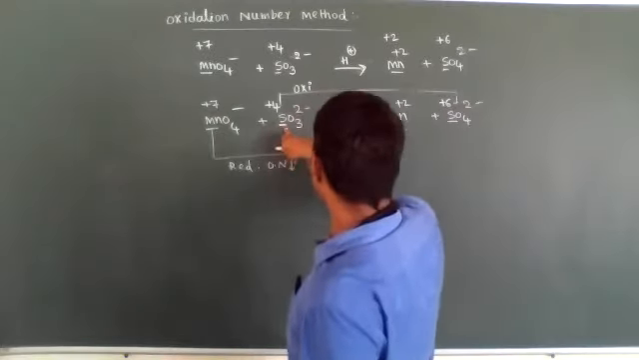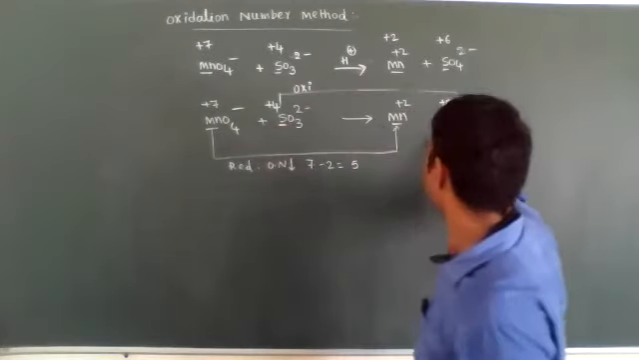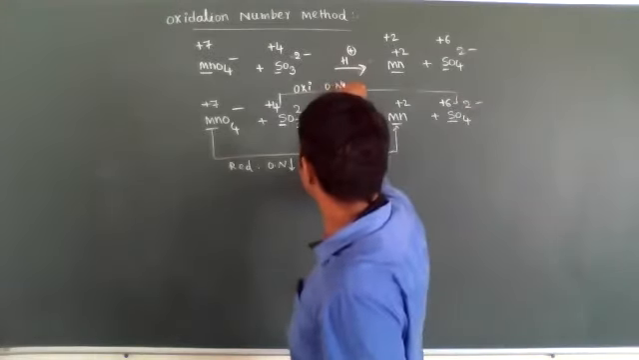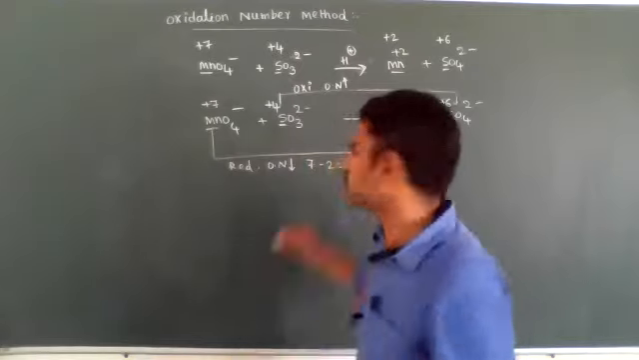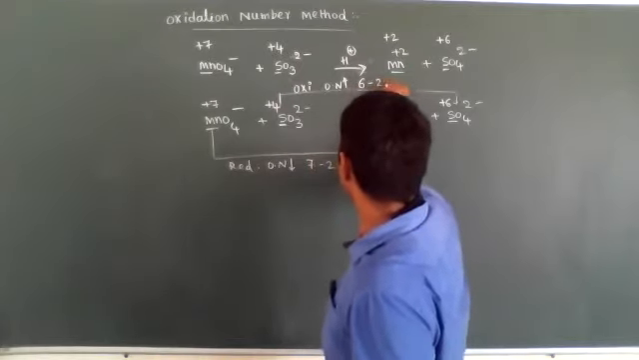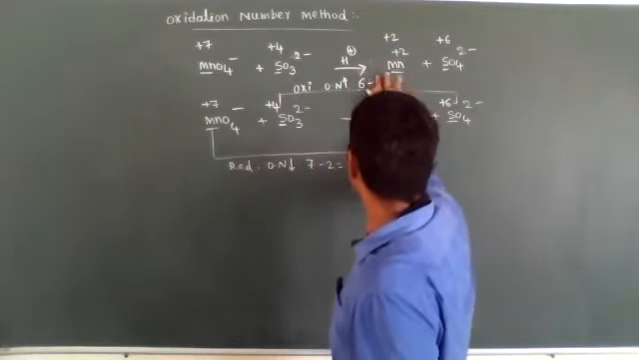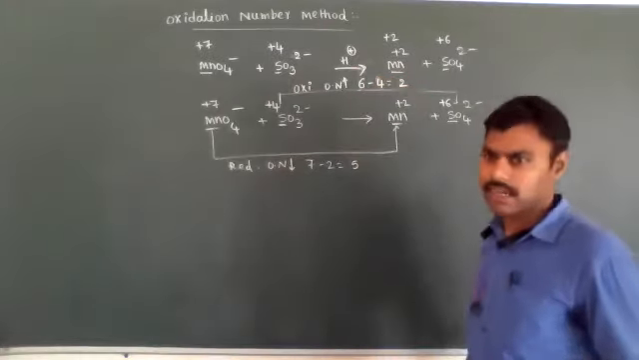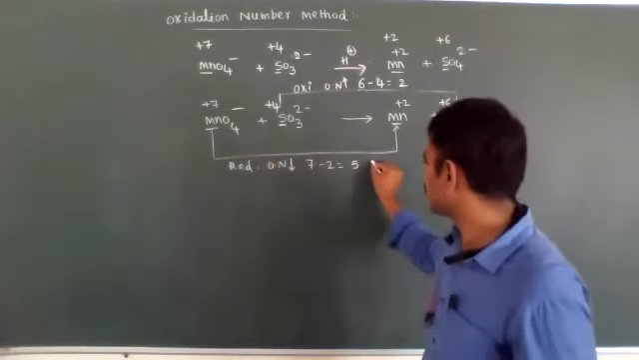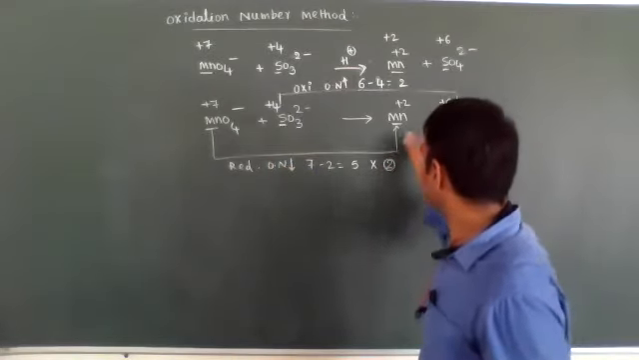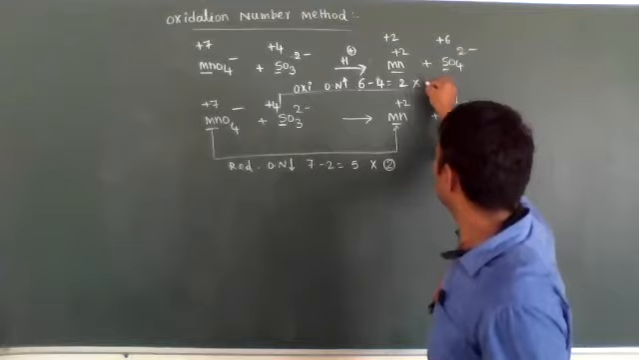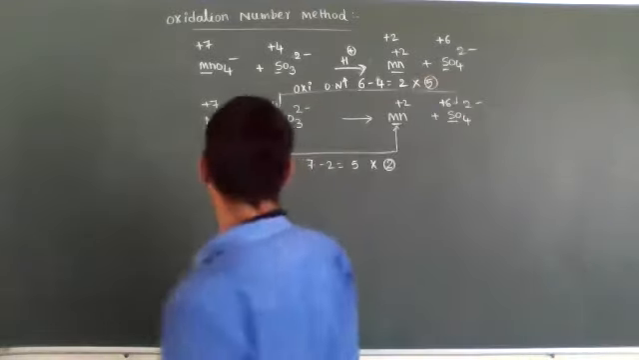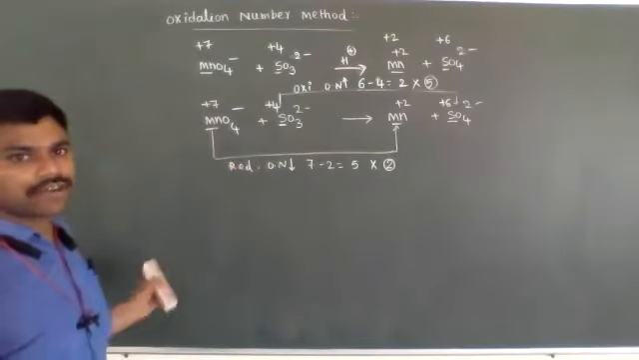And SO3 2 minus is converted into SO4 2 minus, the oxidation number is increased. How much is the oxidation number increased? 6 minus 4 is equal to 2 units. That's why the lower half reaction I am multiplying with 2 and the upper half reaction I am multiplying with 5. Then the oxidation numbers, the charges, will become balanced.